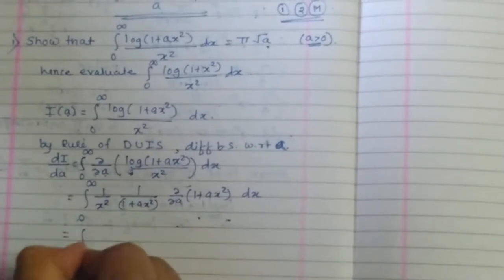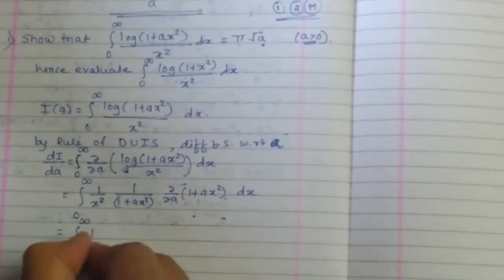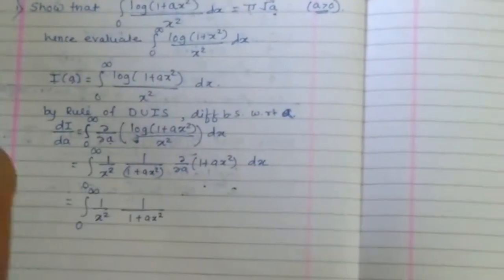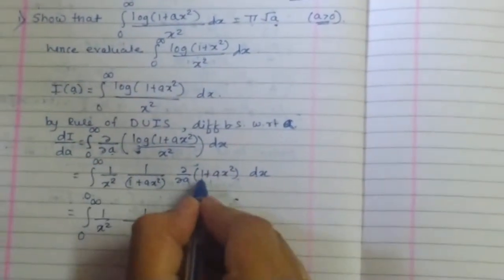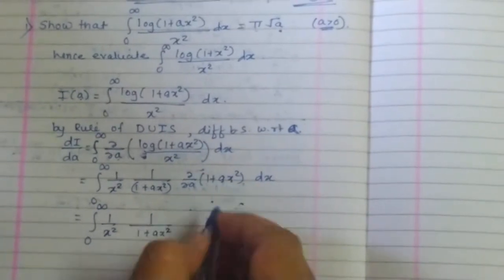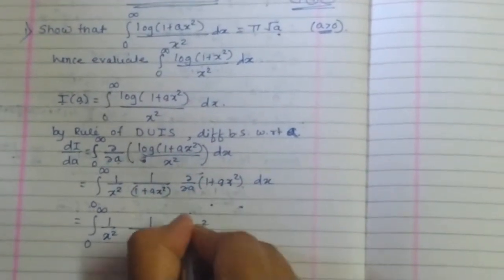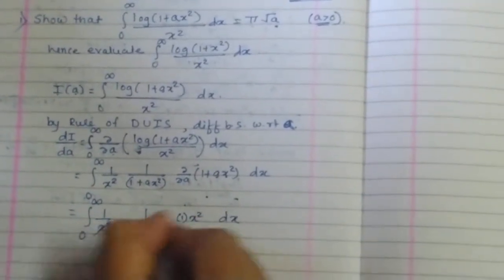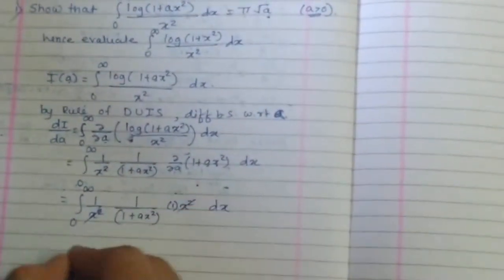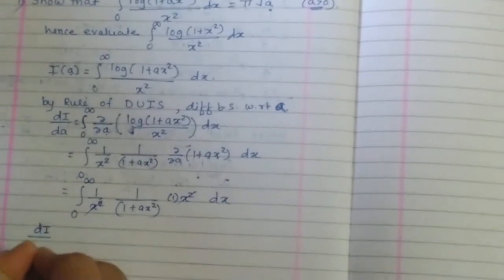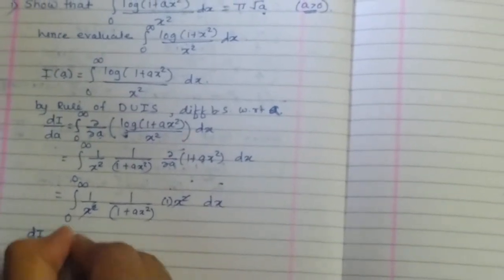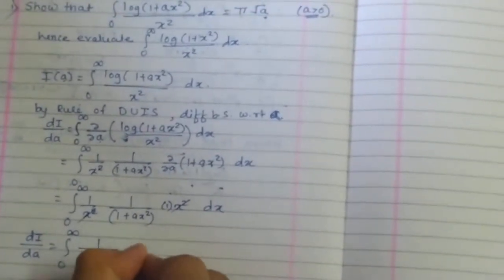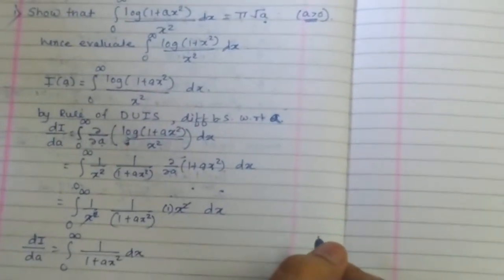So this is integration from 0 to infinity, 1 upon x square as it is, 1 upon 1 plus ax square as it is. Now derivative of 1 is 0. Now here a into x square, keep x square as it is, derivative of a is 1. So this x square and this x square get cancelled. So what I am getting, dI by da is equal to integration from 0 to infinity 1 upon 1 plus ax square dx. I hope everyone has now understood this.